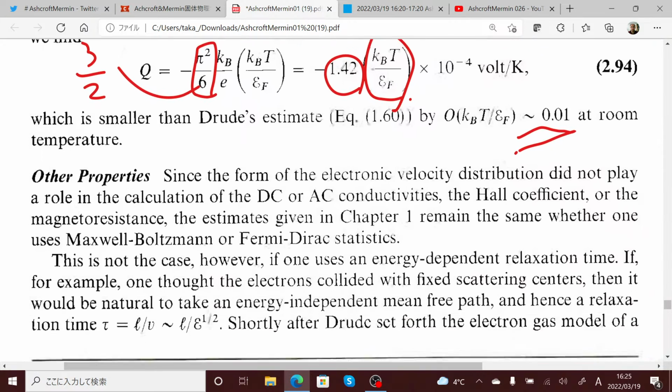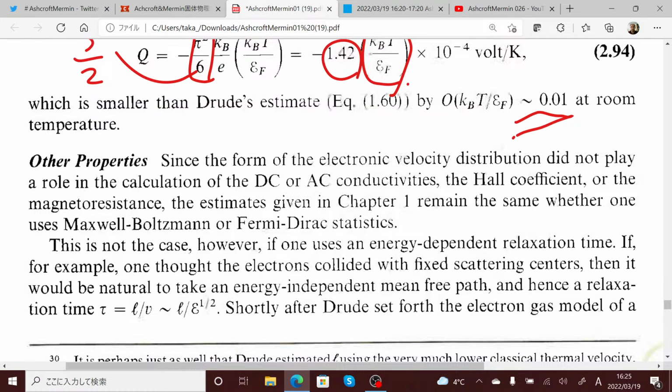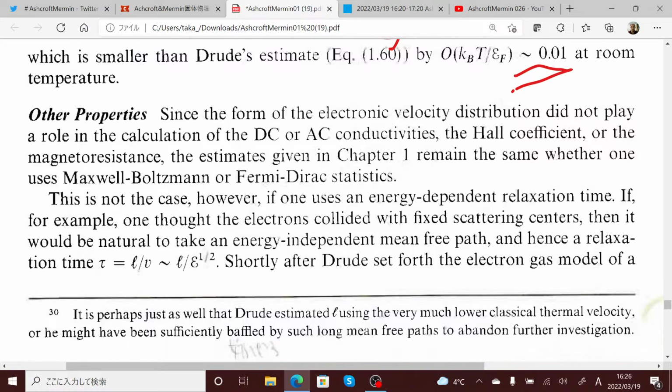Other properties. Since the form of the electronic velocity distribution did not play a role in the calculation of the DC or AC conductivities, the Hall coefficient or the magnetoresistance, the estimates given in chapter 1 remain the same, whether one uses Maxwell-Boltzmann or Fermi-Dirac statistics.